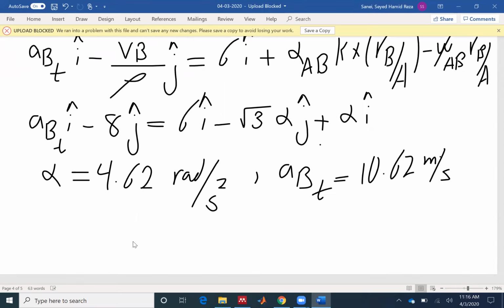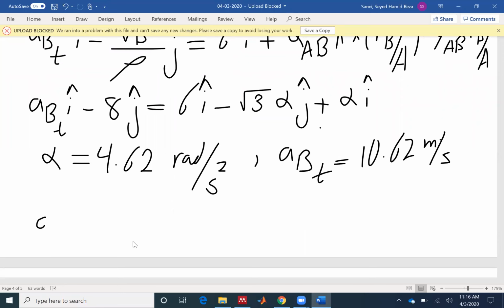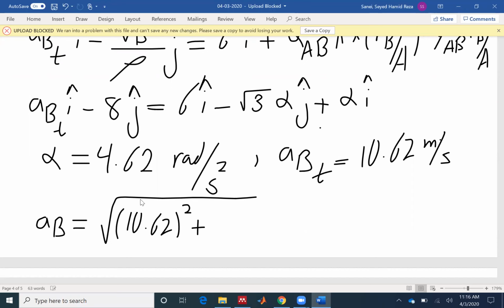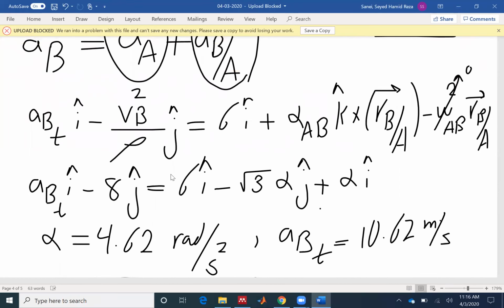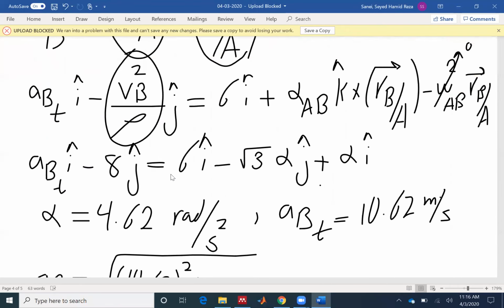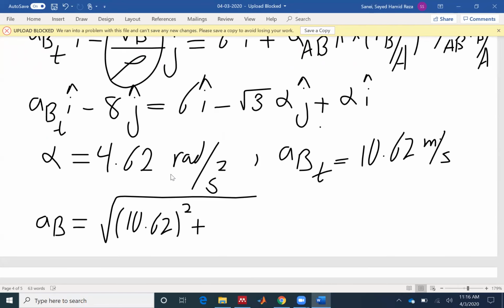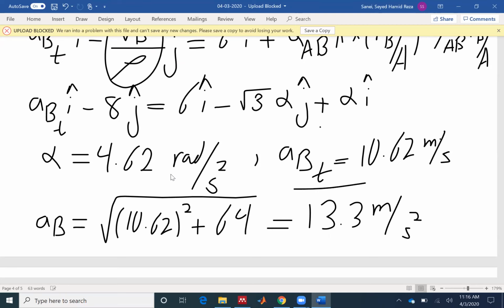So AB has two components. If I want to find the acceleration, I need to consider both components. 10.62 squared plus the vertical component, or the normal component, which was 8, or VB squared over rho, squared, so it's 64. Overall, I have 13.3 meters per second squared.